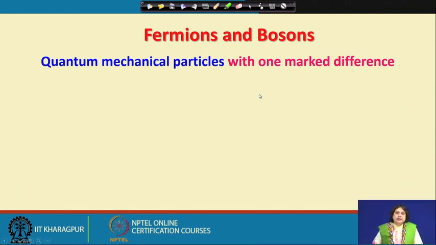Now, as I said, one class of the particles that we are interested in are electrons. Similarly, there are several other quantum particles that we know about that can be broadly categorized into two different classes. One class we call fermions and the other class we call bosons. Now, let us see what is the difference between these two classes of quantum particles.